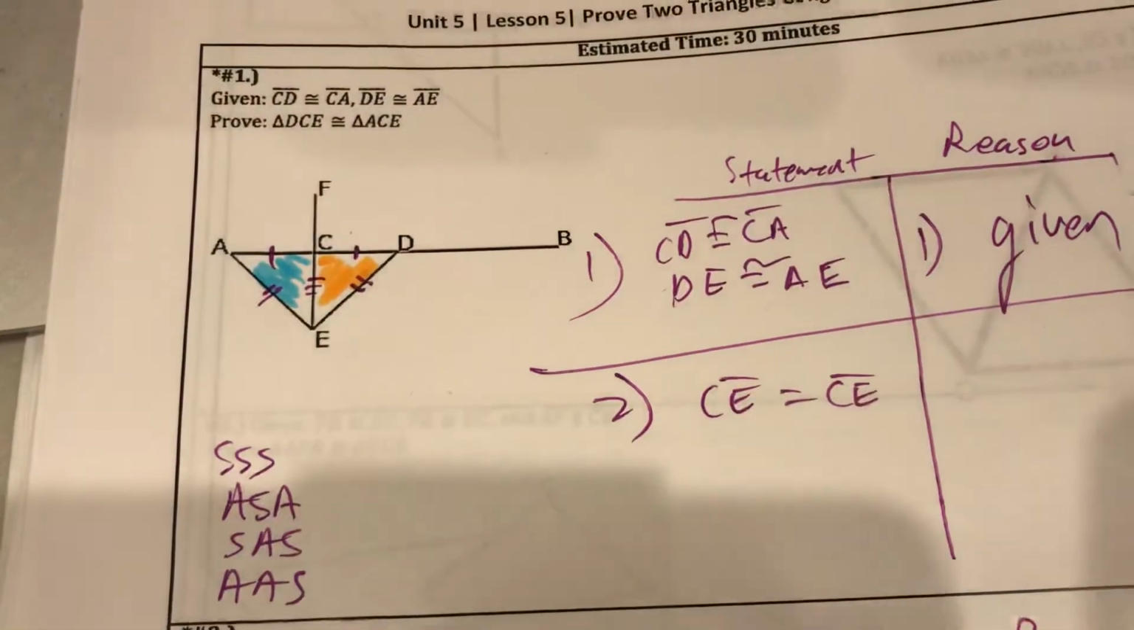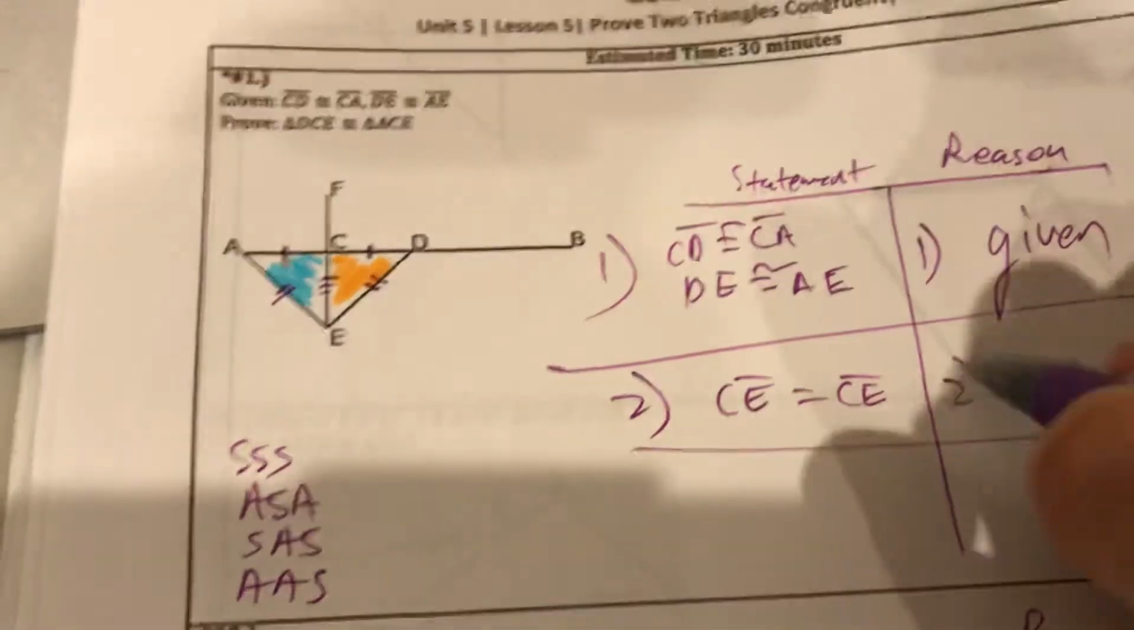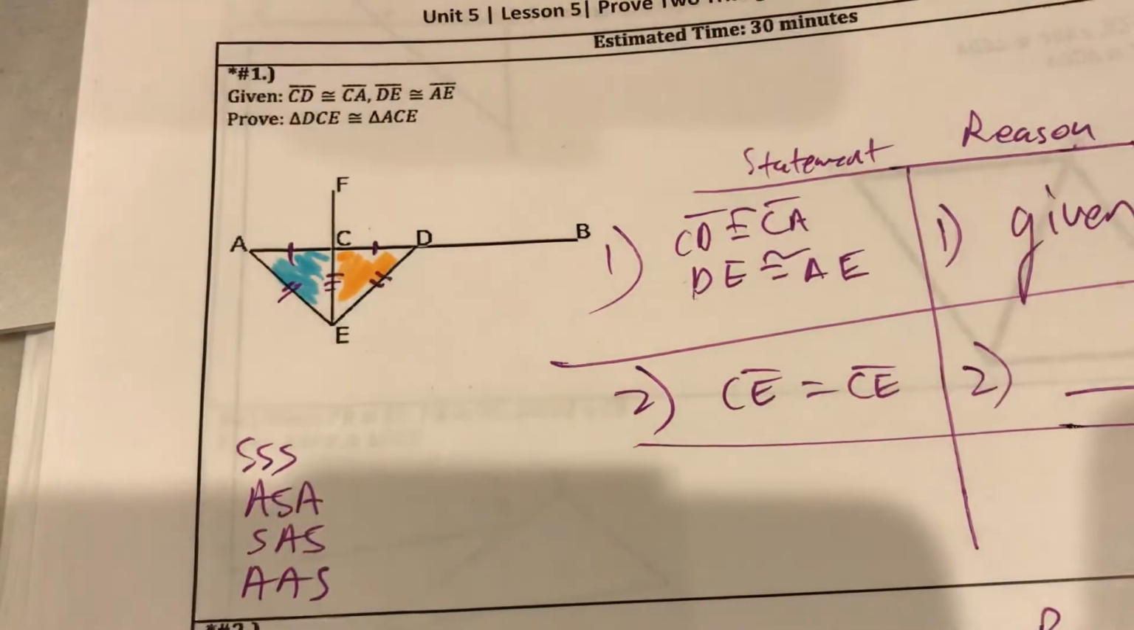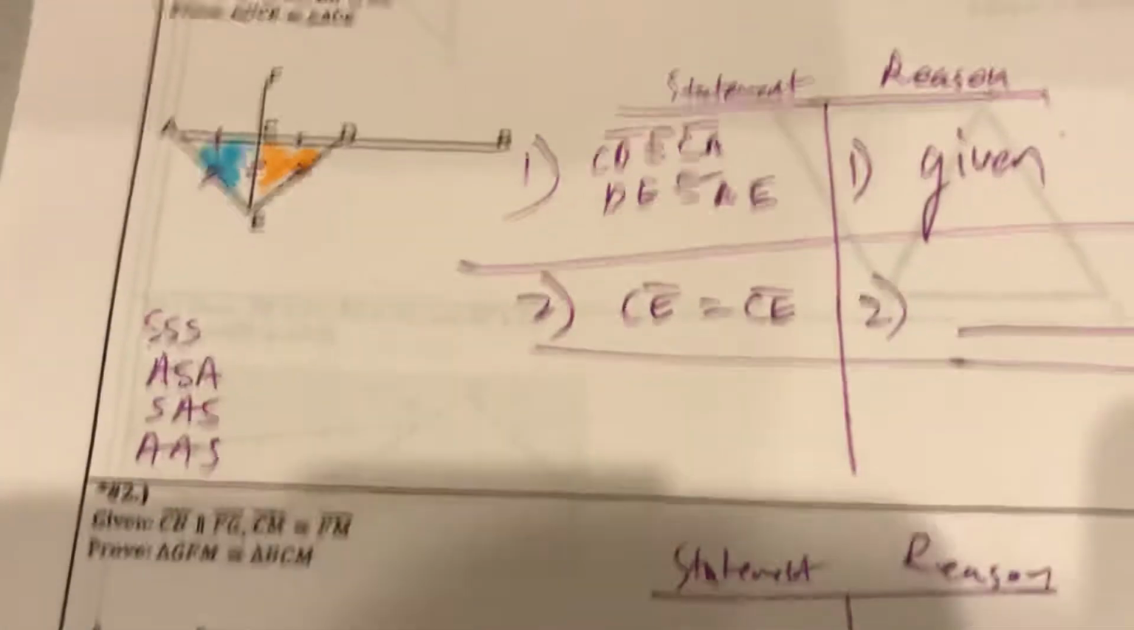It's right there in the face. That is equal to that. What you have to do is actually put down why. How do you know that to be true, right? What's the name of it called? It starts with an R.